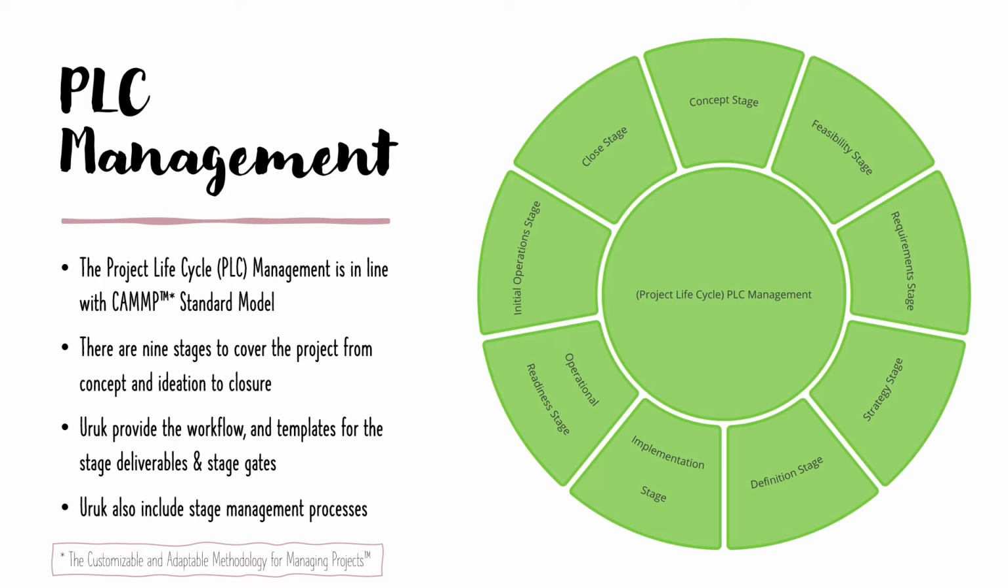Now, what you see here is the standard project lifecycle per CAMP, which means obviously if you have a different tailored method, the tailored method could have different stages. The standard method in SUKAD, the standard model, includes 9 stages that you can see here, starting with the concept stage and going around the circle. So the PLC management, the project lifecycle management, is basically about managing the project from start all the way to the end, from idea to closure, and even beyond, as we can see later.